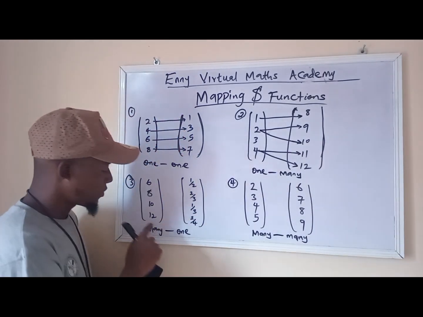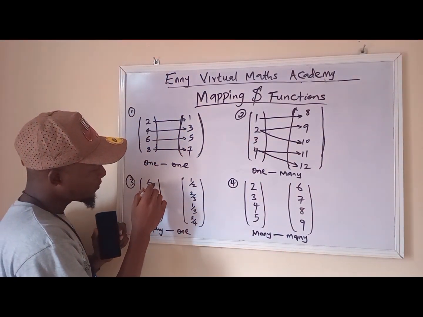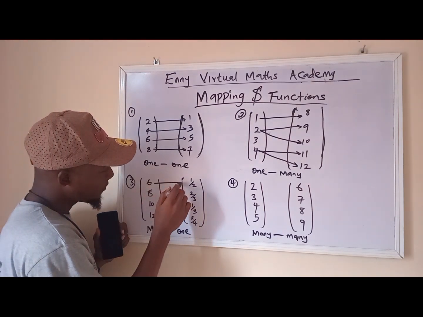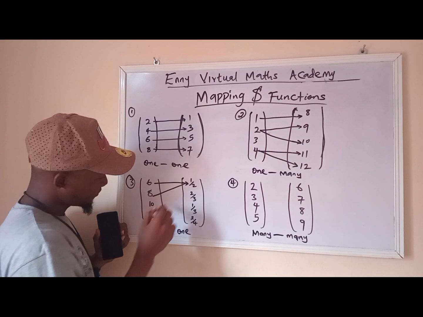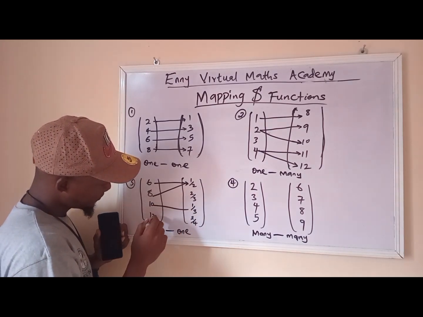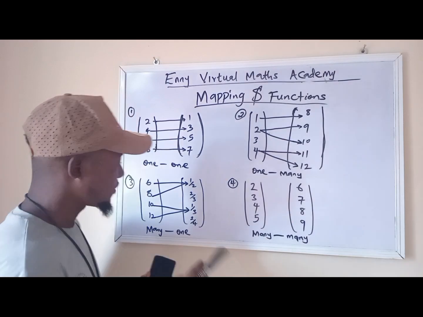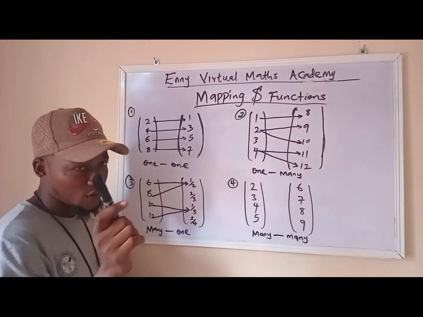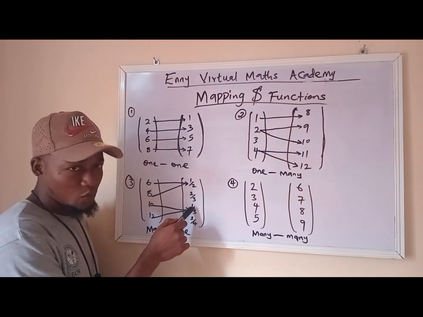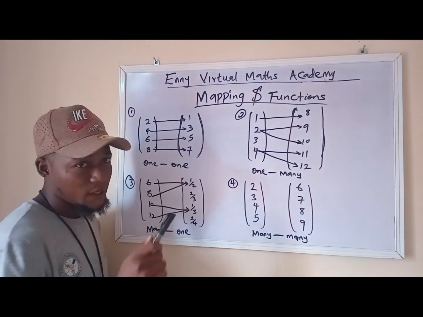Now let's talk about many to 1. Now you can see the difference, right? This is 2 going to 1. This is 2 going to 1. That is what? Many going to 1. Many going to what? 1. That is what we call many to 1.